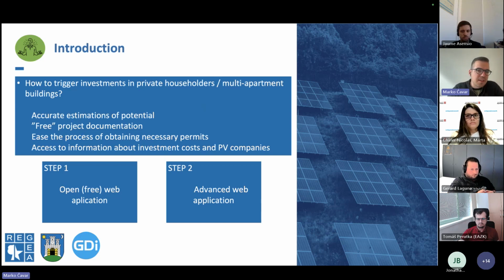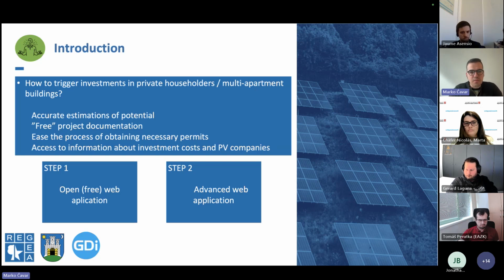And we identified four different aspects. The first is the accurate estimation of potential. The second was free, or at least cheap, project documentation, because people are always not happy when they have to pay for something regarding documentation. The third one is to ease the process of obtaining necessary permits, because everything has to go via email or even by sending post, and it's a very long process.